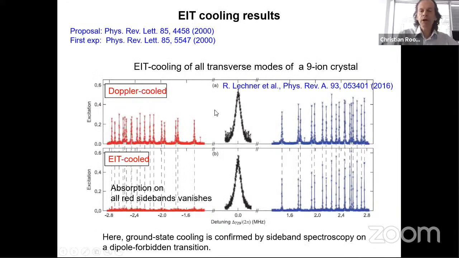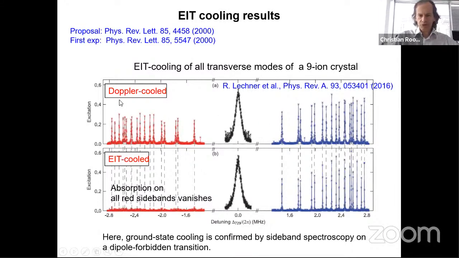So this is an example where you can see a 9-ion crystal with the spectrum of a 9-ion crystal, where on the left-hand side you have the red sidebands of all 18 transverse modes of motion of this ion crystal. Then in the center you have this carrier transition, which has this stronger coupling to the laser than the sidebands. And on the right-hand side you have the blue sidebands.